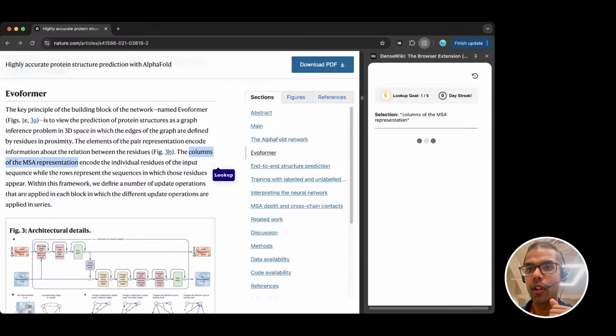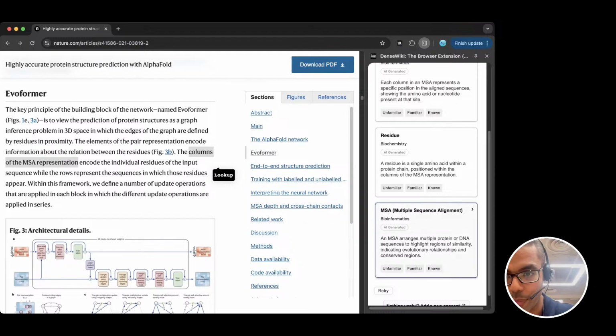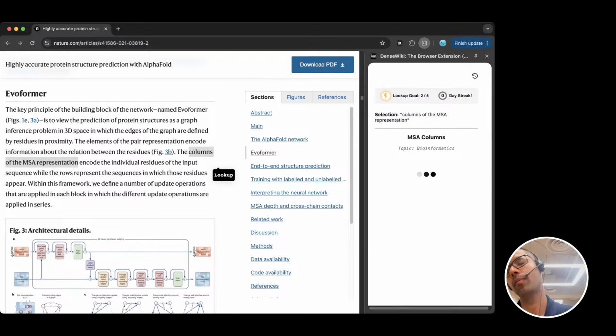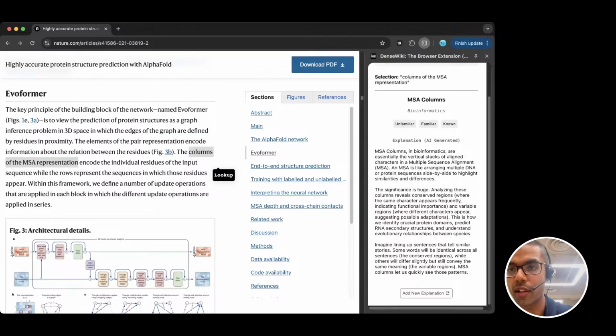Let's see what's going on here. I don't know what that means. MSA column. Okay. You know what MSA is, right? An MSA arranges multiple protein or DNA sequences to highlight regions of similarity. MSA columns are the vertical stacks of aligned characters. So it's like arranging multiple DNA sequences side by side to highlight similarity.